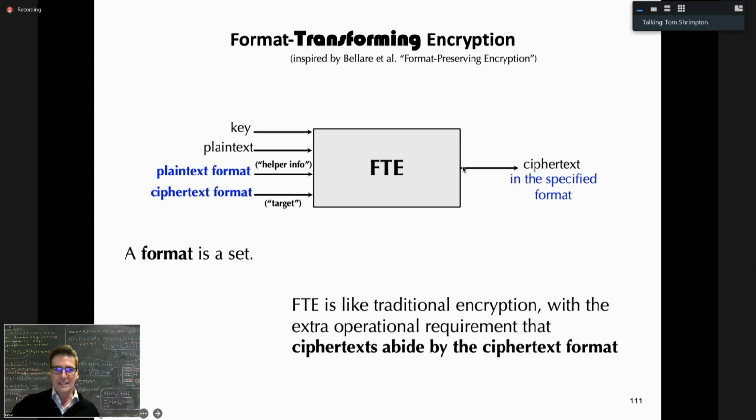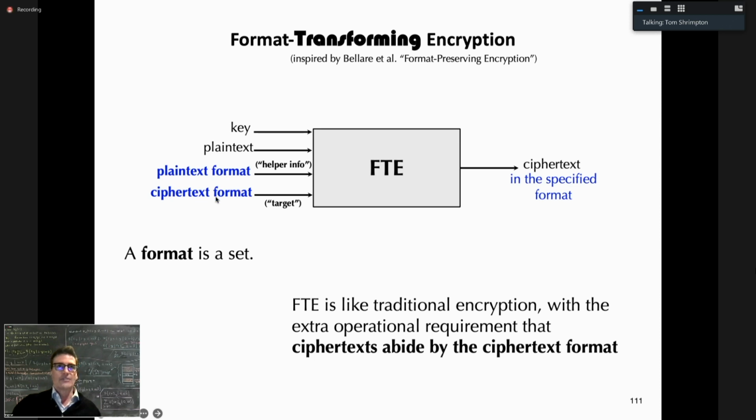So the guarantee of FTE, just like FPE, is that it's just like traditional encryption with this extra operational requirement that the ciphertexts that come out have to be an element of the set described by your ciphertext format. We're going to see how to build these things, see how we can use them to circumvent deep packet inspection devices. And then we're going to get into some of the operational things, like, you know, these are sets.